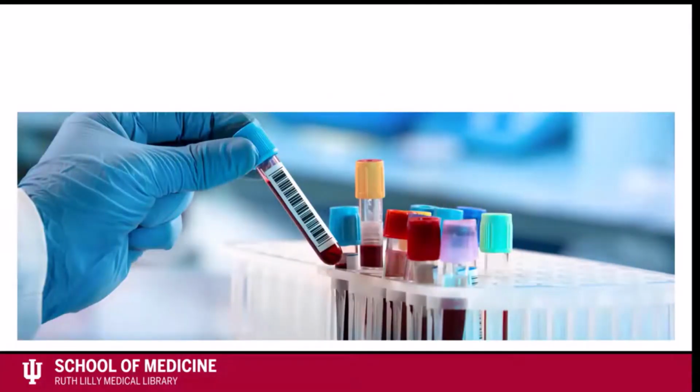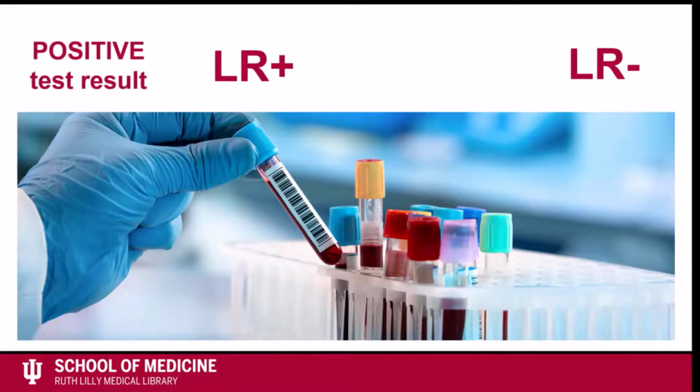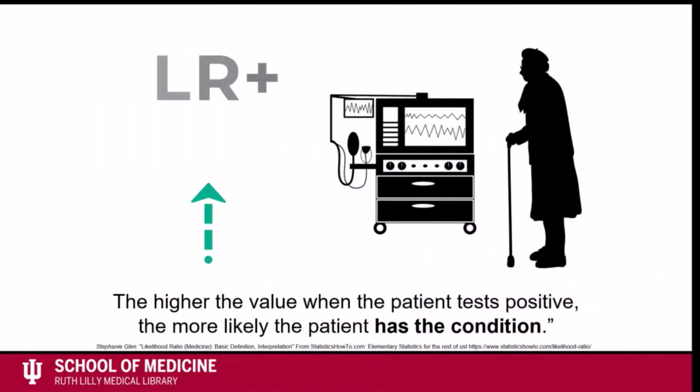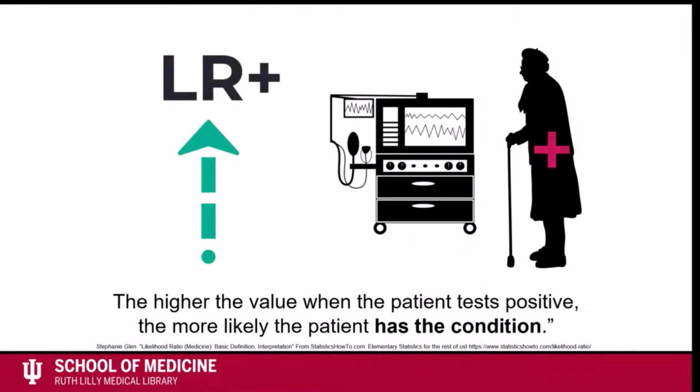Each diagnostic test has a positive and a negative likelihood ratio. If the result of a test is positive, you use the positive likelihood ratio to determine post-test probability of disease. If the result of the test is negative, you use the negative likelihood ratio to determine post-test probability of the disease. The higher the value of the likelihood ratio when the patient tests positive, the more likely the patient has the condition.